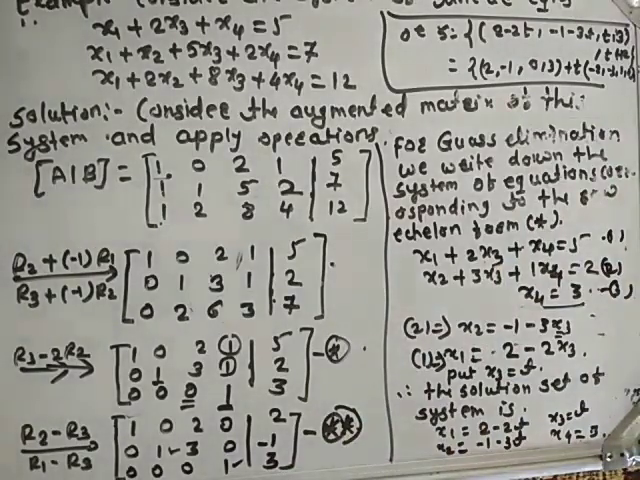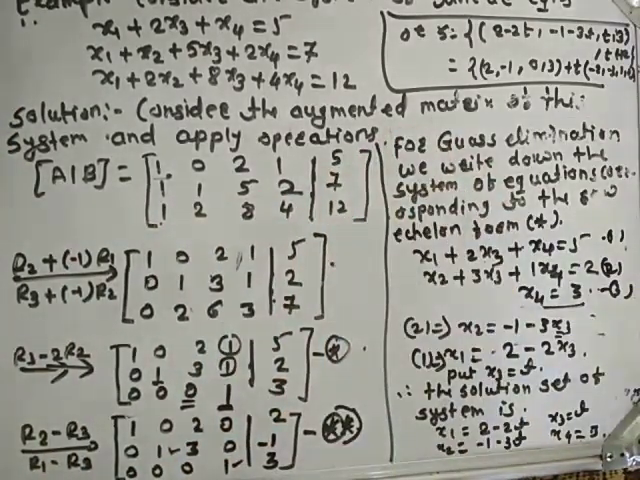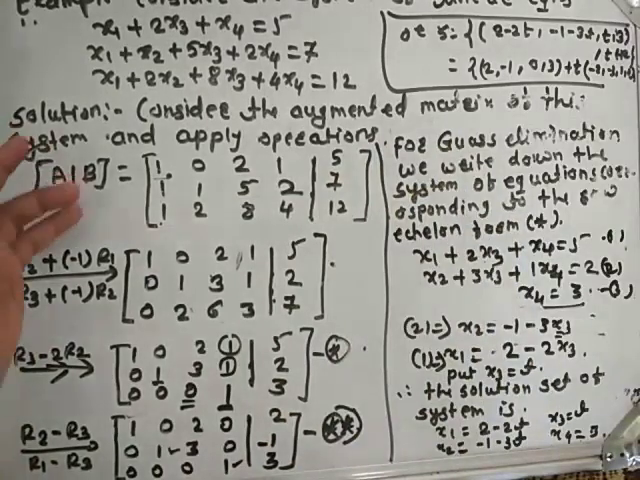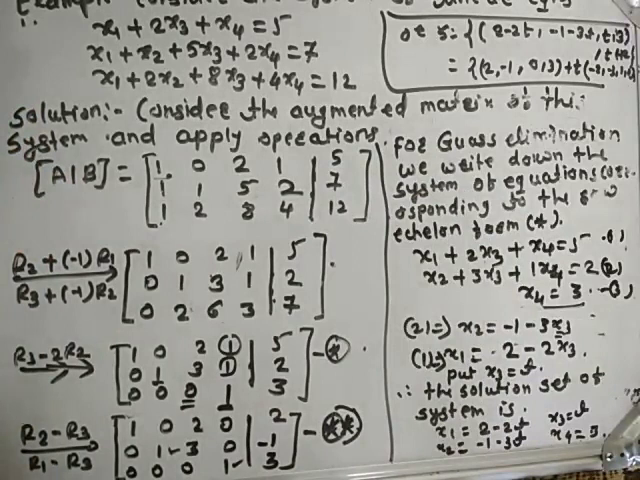Okay, students, always remember that when we have to find the solution of a system of linear equations by using the Gauss elimination method, write down the augmented matrix of the system, then obtain its row echelon form. In the next step, write down the system of equations corresponding to the row echelon form, solve it and find the values of the variables.